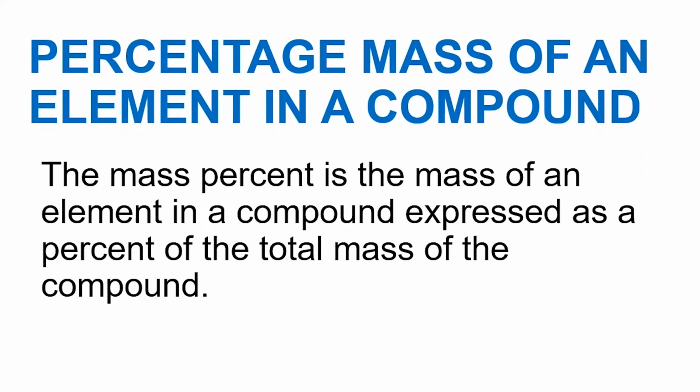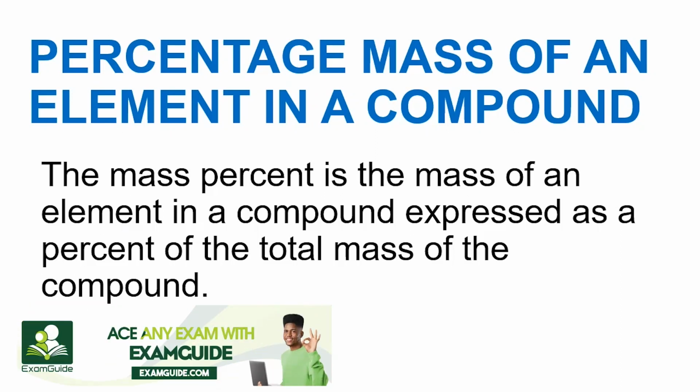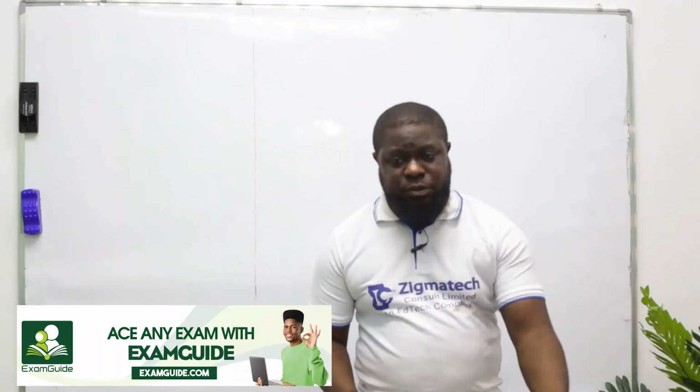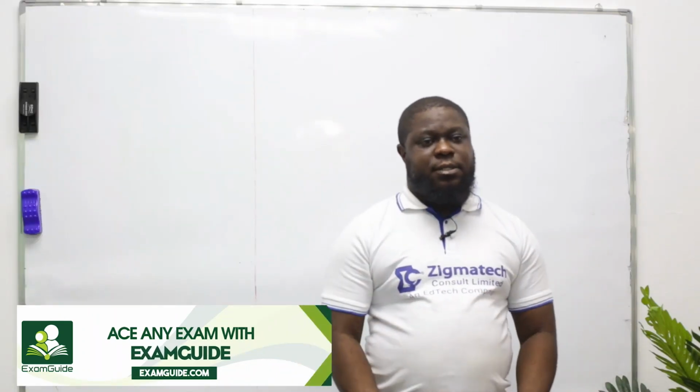Now, what is percentage mass of an element in a compound? The mass percent is the mass of an element in a compound expressed as a percent of the total mass of that compound. How many percent does this element give out in the total mass?